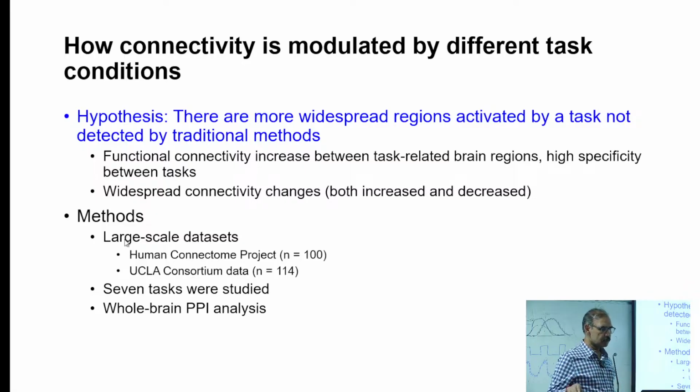So what we did was we used two data sets, the Human Connectome project and the UCLA data. I'm going to upload all the slides, so you don't have to. Okay. So we used the data from the Human Connectome project and the UCLA data, and we investigated 7 tasks, right? And we performed whole brain analysis, right?